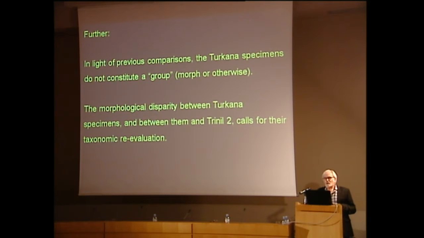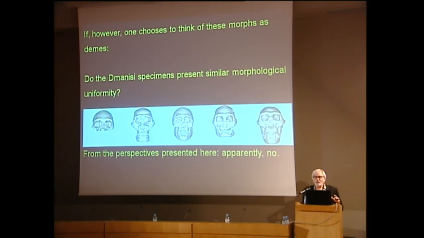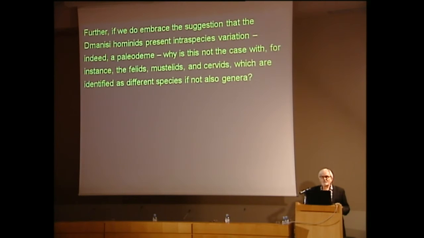In light of those comparisons, then the Turkana specimens themselves do not constitute a group. They don't show that variation within uniformity, and this calls for their taxonomic reevaluation. But if we want to consider these morphs as demes, the question then is, do the Dmanisi specimens present a similar morphological uniformity within them? And I think, as I've tried to suggest, that my morphological answer would be no.